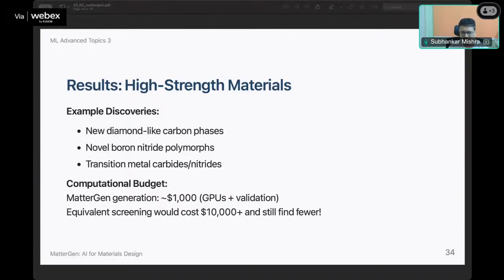And some of the things that they were able to find are new diamond-like carbon phases, novel boron nitride polymorphs, transition metal carbides and nitrides. And if you look at this, where they're winning is that they just ran through GPUs and did some validation, which is around $1,000, but equivalent screening would cost $10,000 and plus. And even if you spend that much money, you would still not be able to find more than 40, where they could generate 100.